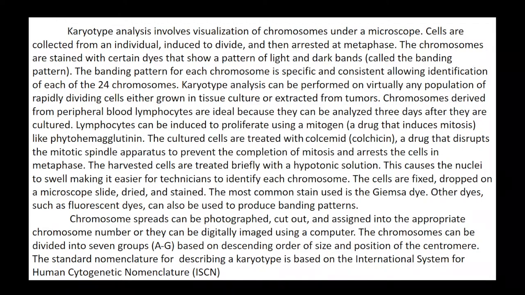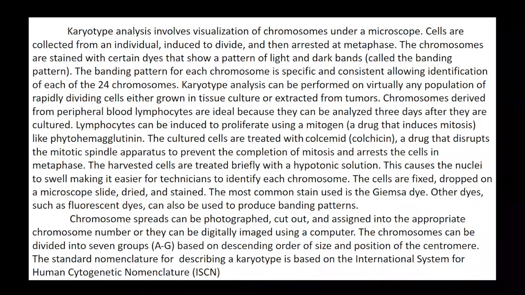But the lymphocytes are cells which are present in a G0 period of the cell cycle. So these are highly differentiated cells, and they don't divide. So for stimulation of mitosis of lymphocytes, we use mitogens. These are drugs which induce mitosis. Very often we use phytohemagglutinin as a mitogen.